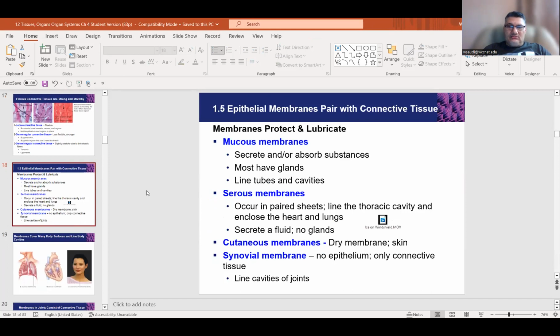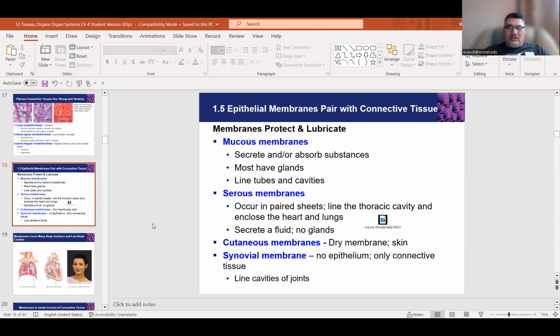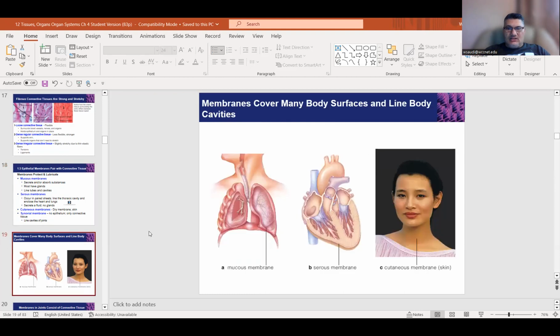Mucous membrane, when you secrete mucus. Serous membrane, when you secrete serous secretions, like the thoracic cavity, which is surrounding the lung, or around the heart. Cutaneous means skin. Synovial in the joints. So look at this. This is the serous membrane surrounding the heart. This is a mucous membrane, which is more inside. Which is which?